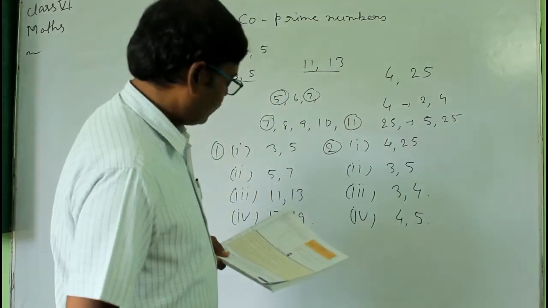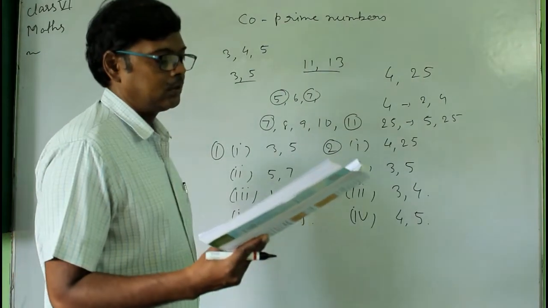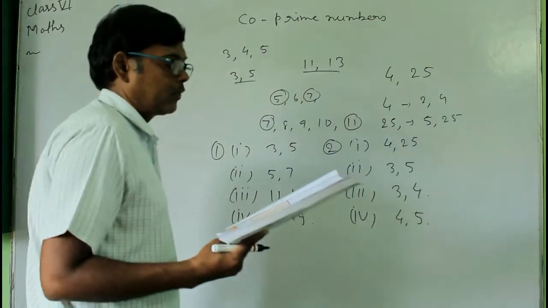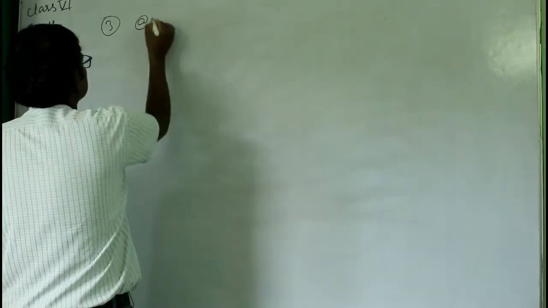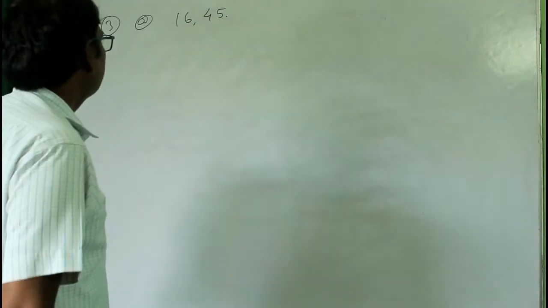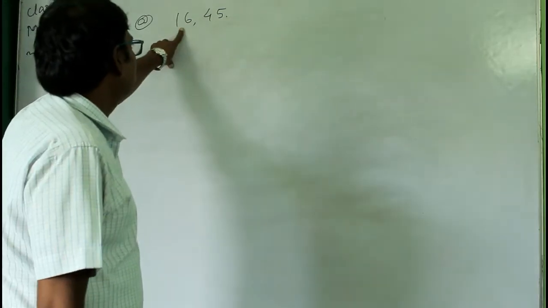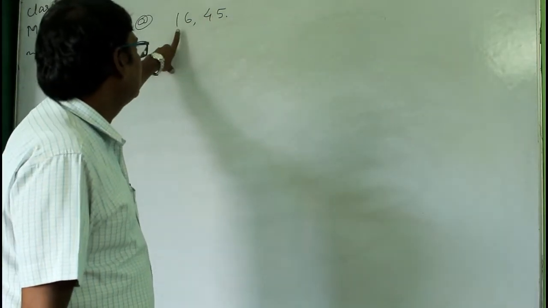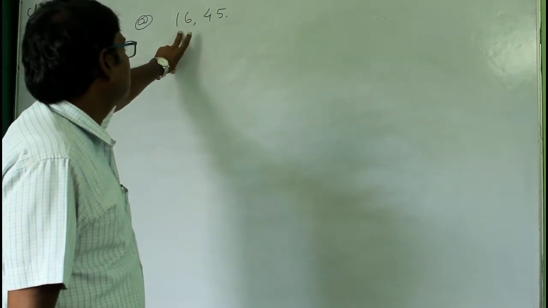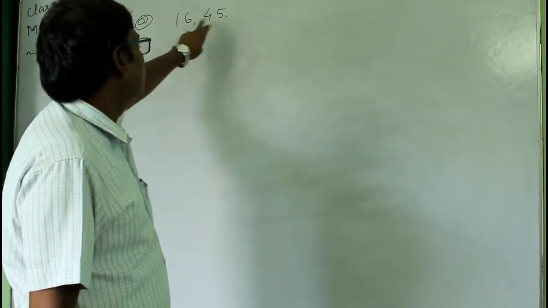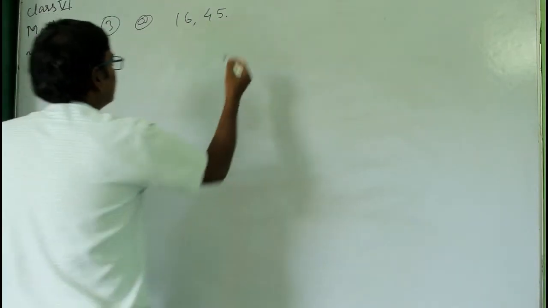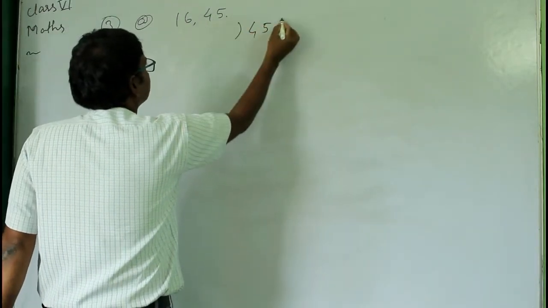Now question number 3: find whether the first number is a factor of the second number or not. The first number is 16 and the second number is 45. Here we have to determine whether the first number, that is 16, is a factor of 45. So here you will divide 45 by 16.